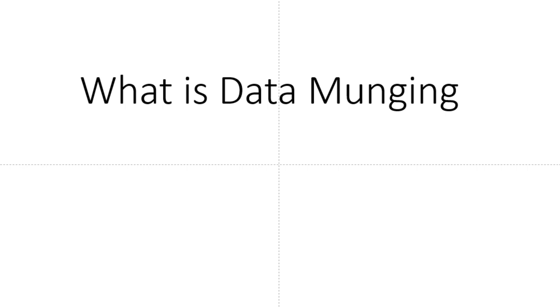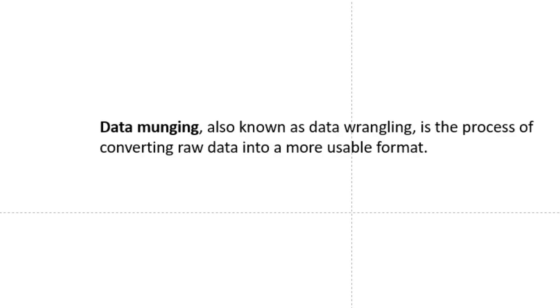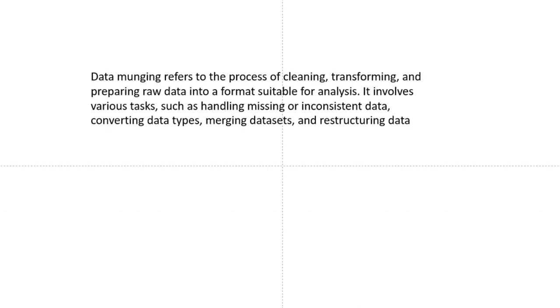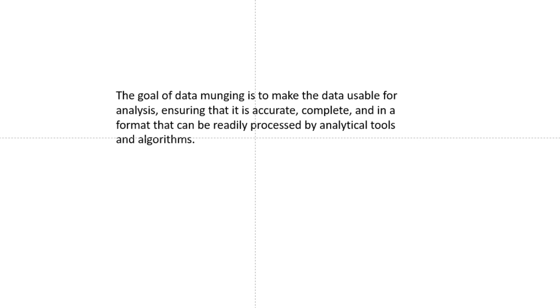What is data munging? Data munging, also known as data wrangling, is the process of converting raw data into a more usable format. Data munging refers to the process of cleaning, transforming, and preparing raw data into a format suitable for analysis. It involves various tasks, such as handling missing or inconsistent data, converting data types, merging data sets, and restructuring data. The goal of data munging is to make the data usable for analysis, ensuring that it is accurate, complete, and in a format that can be readily processed by analytical tools and algorithms.